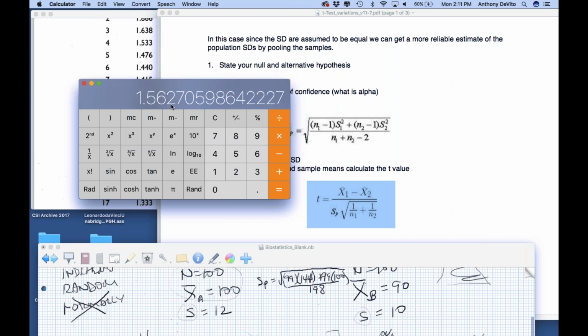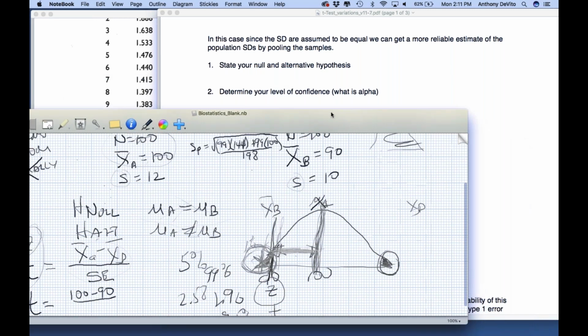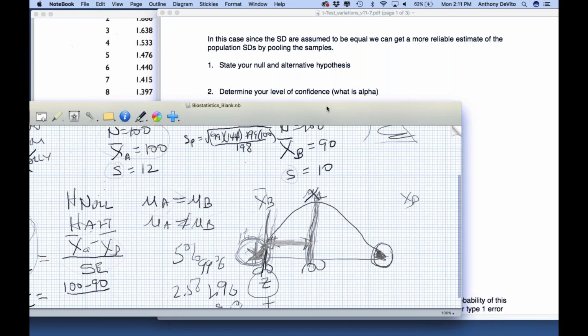Okay, and that's what I'm going to divide into the difference between my two means. I'm going to clear this out. I'm talking, I'm not writing, so I'll write it again. I'm running out of room there, is what the problem is.